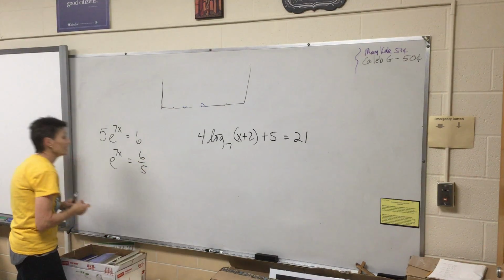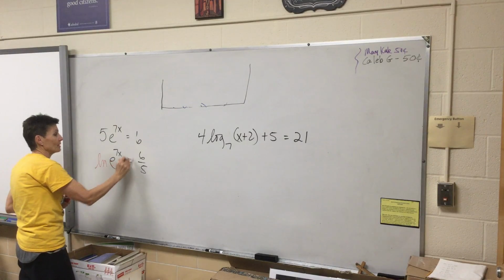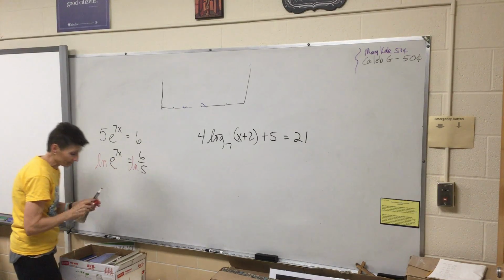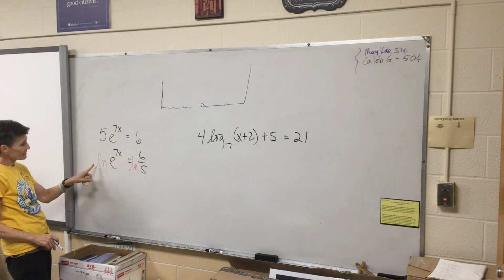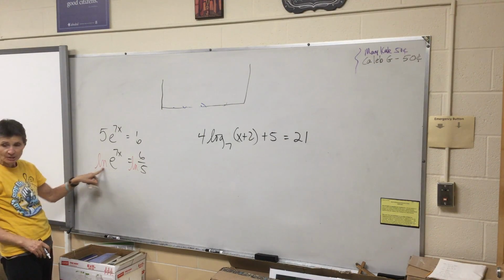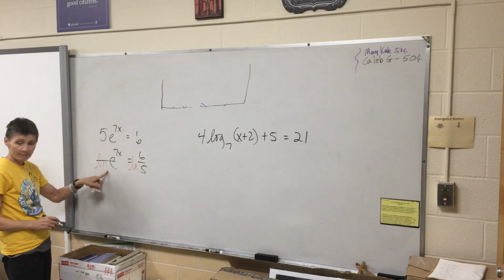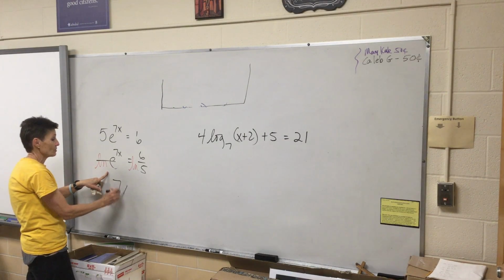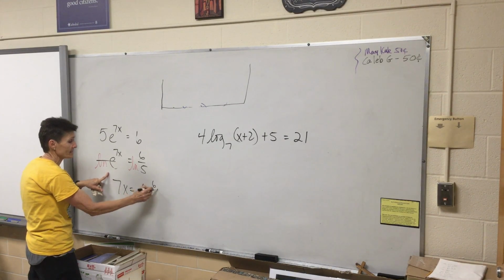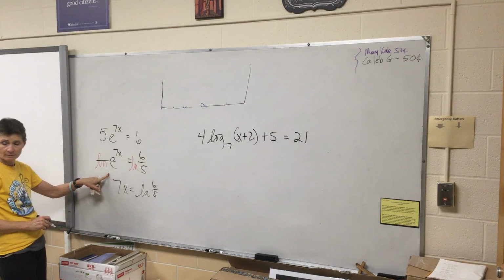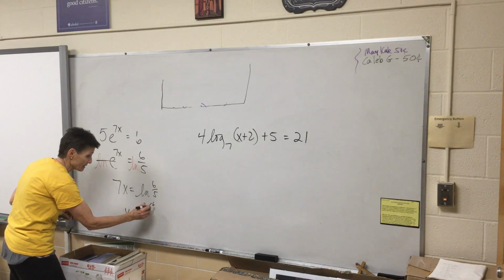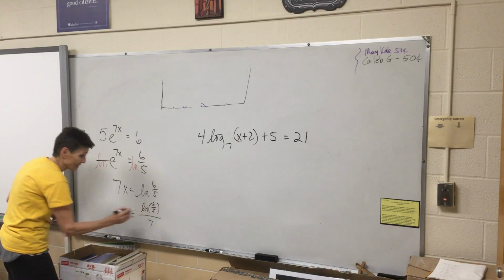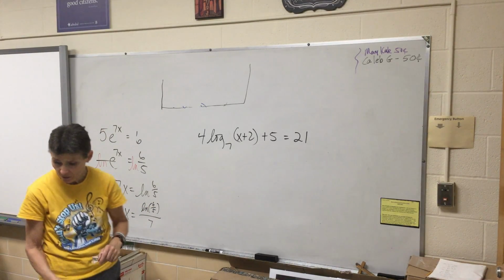And then it would be ln. Now you can ln, right. And now, since the ln and the e are touching, they cancel. So 7x equals ln 6/5. Yep. And all we have to do is take ln 6/5 and divide it by 7 to get our answer.